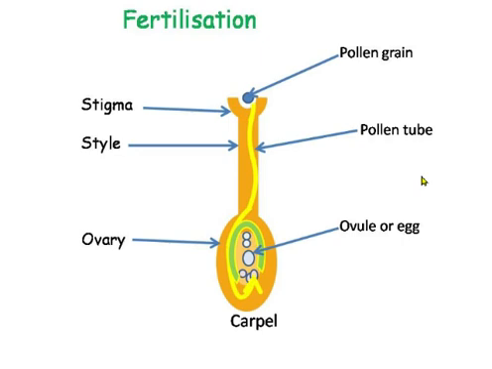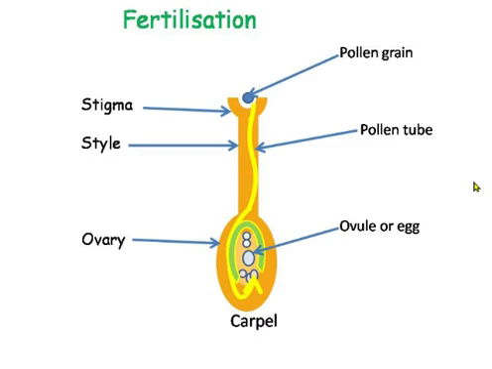Now we have completed the topic flower. Here are some assignments. First one, draw a diagram to show calyx, corolla, androecium and gynoecium. Question number 2, name the different types of flower. Give one example of each.